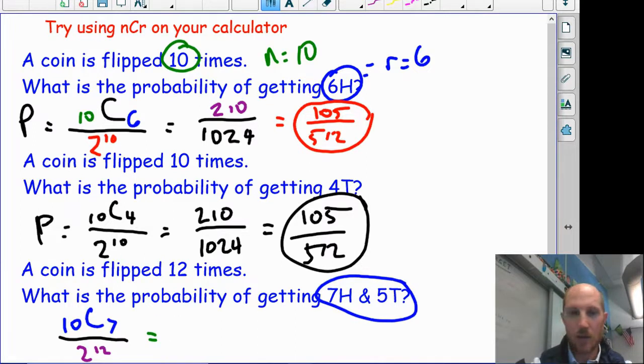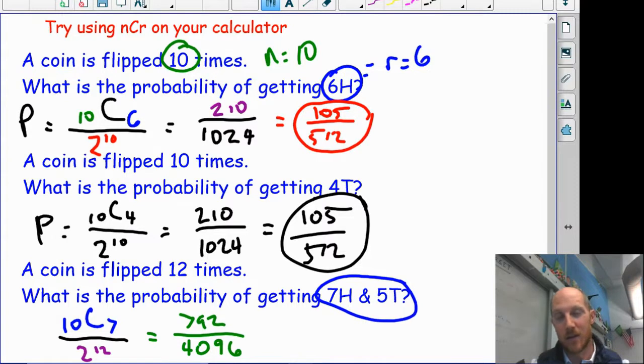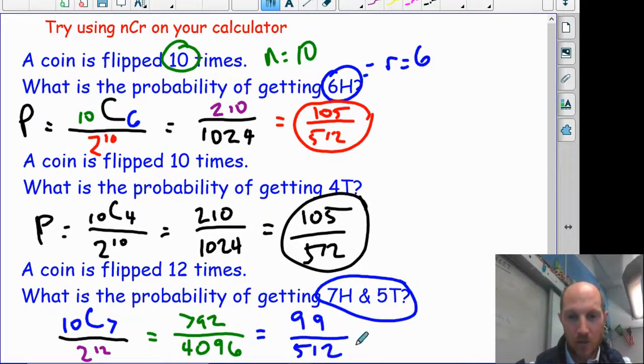And the calculator says 792 over 4,096. And so that is my probability. That's correct. It can be reduced. If I reduce that, I can definitely divide everything by 2. I do that, I see I can divide them again by 2, and then I still end up with even numbers, so divide everything by 2 again. Or if you'd rather just reduce all at once, you can divide both of those by 8. Final reduced form here, 99 over 512.